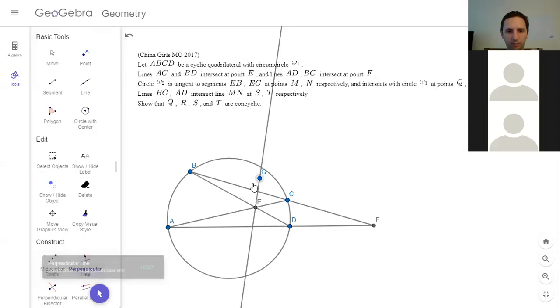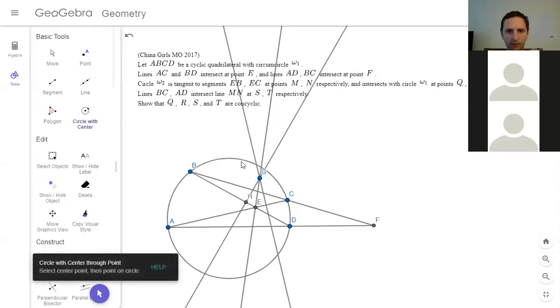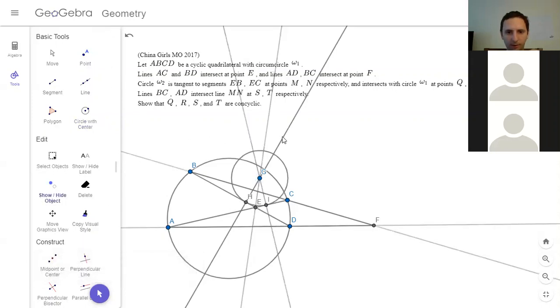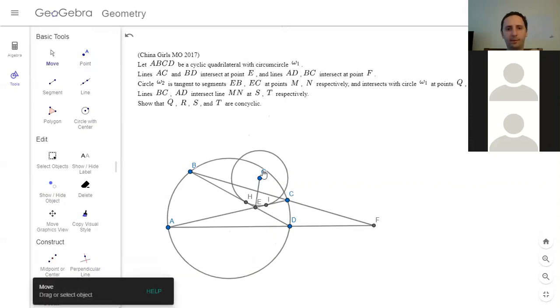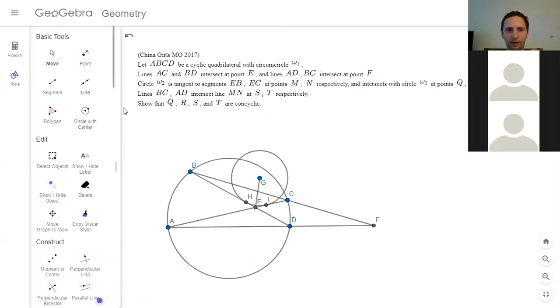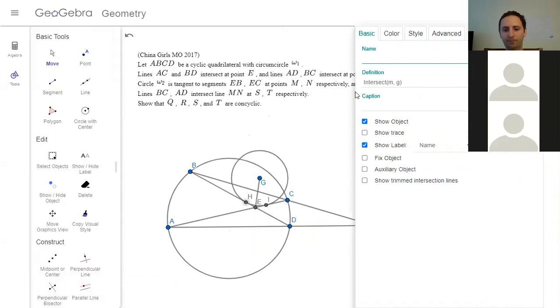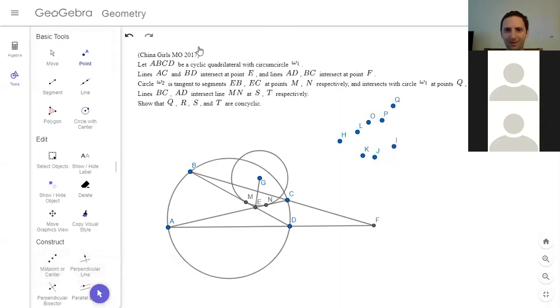Okay, so we have another circle. Let me hide some excess stuff. So we know EG is like an angle bisector, right? So it's tangent at M and N. And it intersects the circle at Q and R. So Q and R.